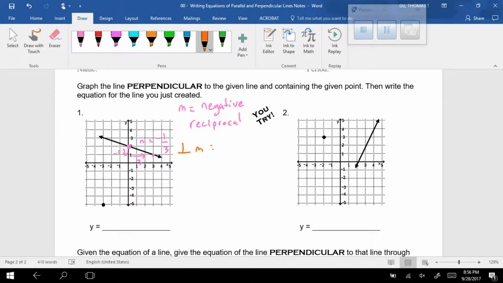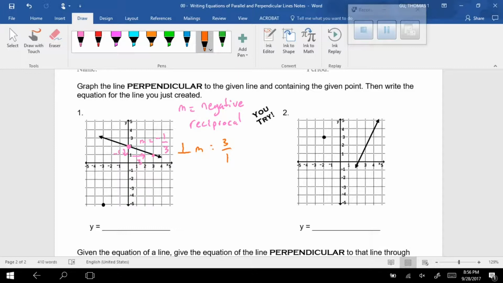And then we're going to flip it because it's the negative reciprocal. So originally it's negative 1 over 3, so it's going to be 3 over 1. Okay, see, originally it was negative. Now it's positive. Originally it was 1 over 3. Now it's 3 over 1. That is the negative reciprocal.